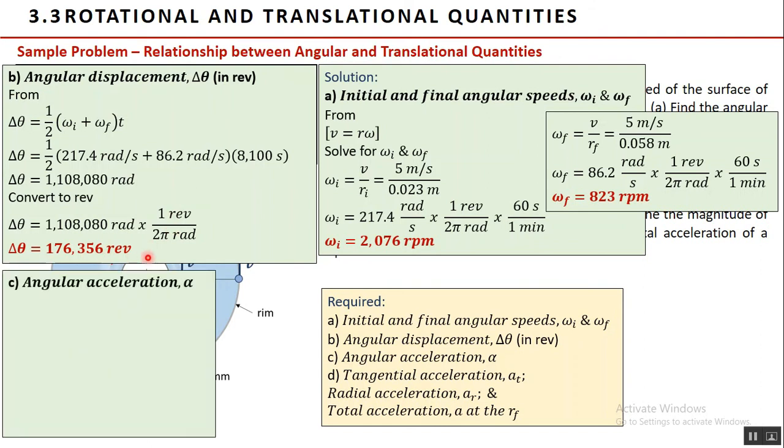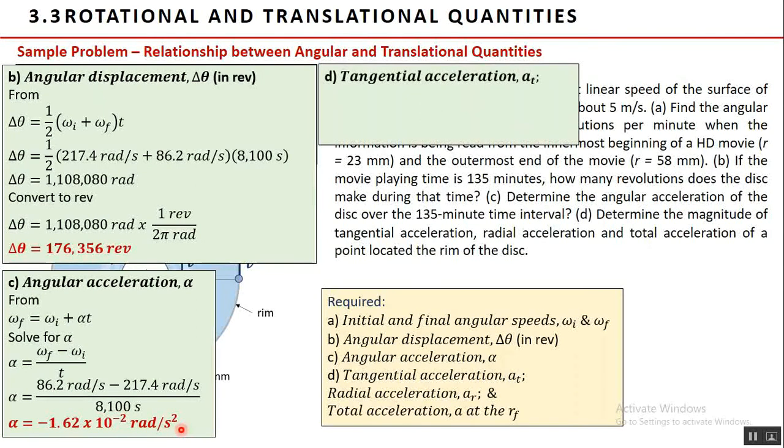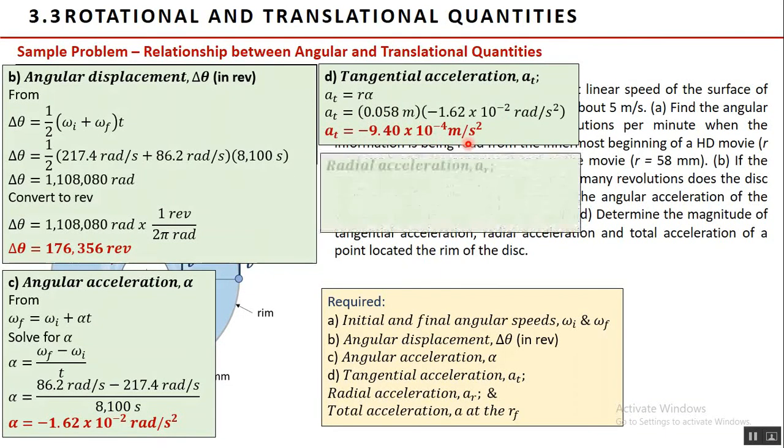For letter C, since the angular speed is changing, we can determine the angular acceleration of the disk. From this formula, it is expressed as the change in angular speed, divided by the playing time. The disk angular acceleration is -1.62 times 10 raised to -2 radians per second squared. Letter D, we are going to solve the tangential acceleration of the particle at the rim of the disk. So we just multiply the angular acceleration by the outer radius, so the tangential acceleration is -9.4 times 10 raised to -4 meter per second squared.